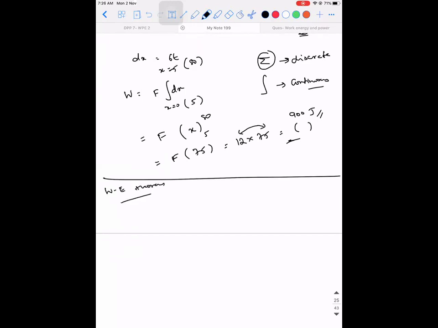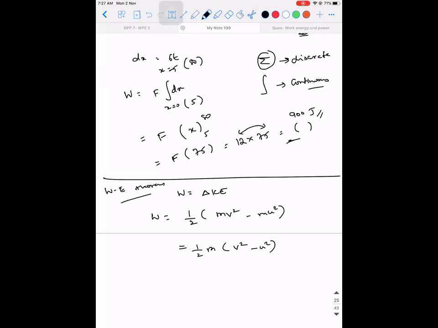I want you all to start thinking in terms of work energy theorem, not only in this chapter, even in kinematics, you can do that. Please start using that, okay? So work done is equal to change in kinetic energy. Work done is what we need to calculate. Change in kinetic energy is half mv square minus mu square. So half into m will come out, v square minus u square.